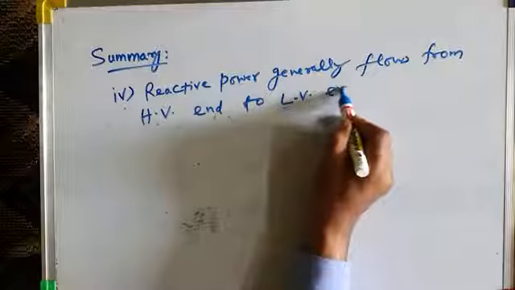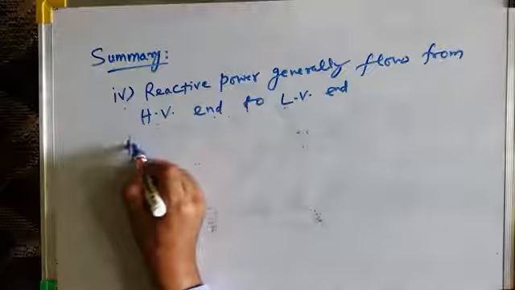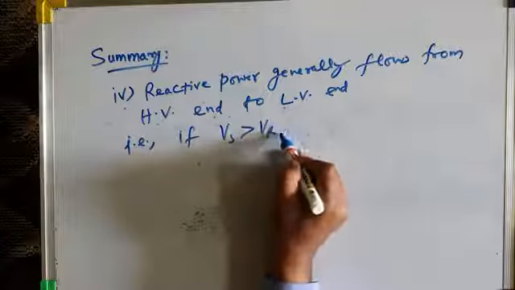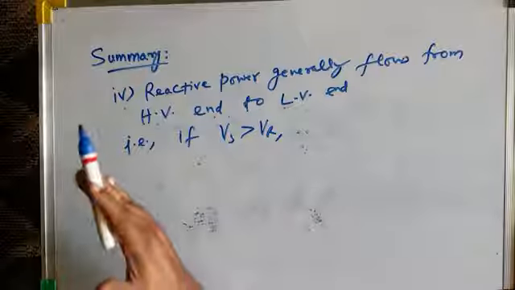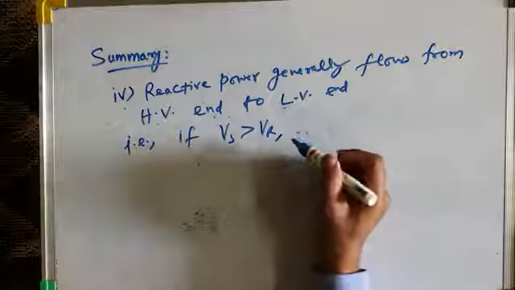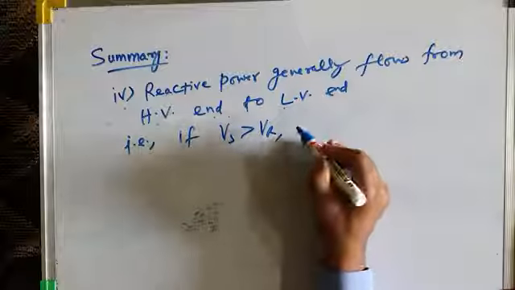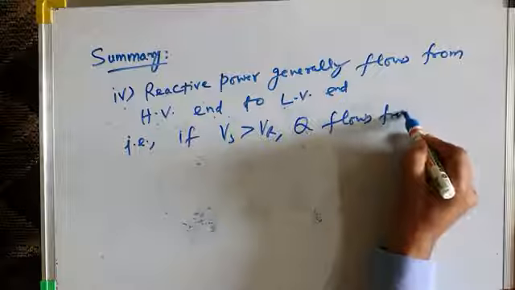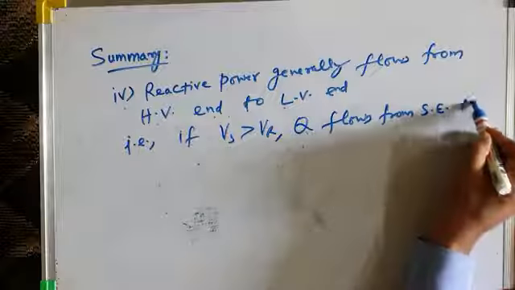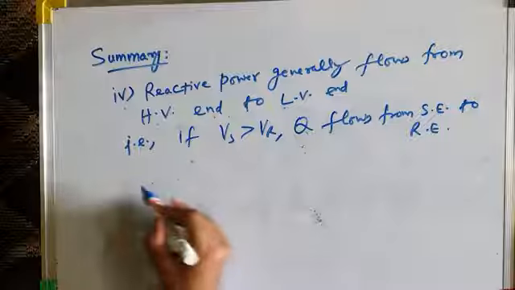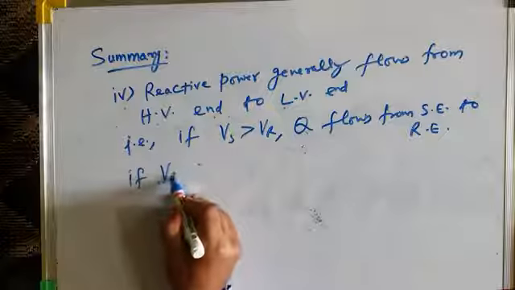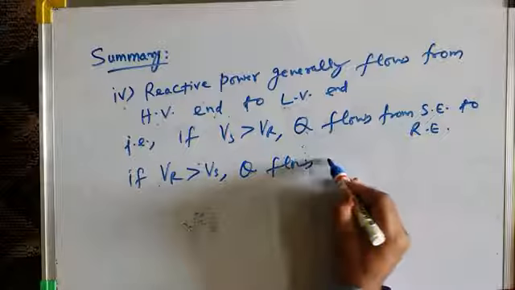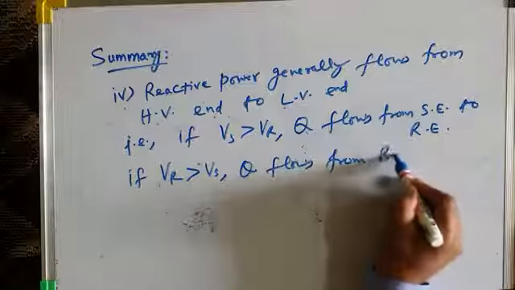What does that mean? That means, if sending end voltage is greater than receiving end voltage, I mean, sending end voltage is higher than receiving end voltage, then reactive power will flow from sending end to receiving end. So Q flows from sending end to receiving end. On the contrary, if receiving end voltage is greater than sending end voltage, then Q flows from receiving end to sending end.